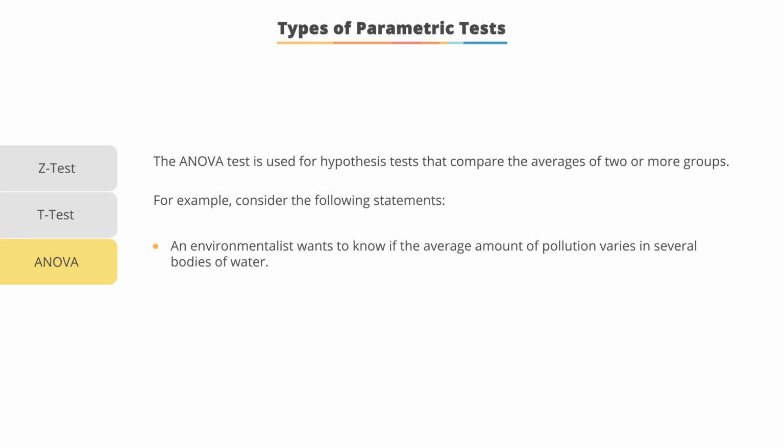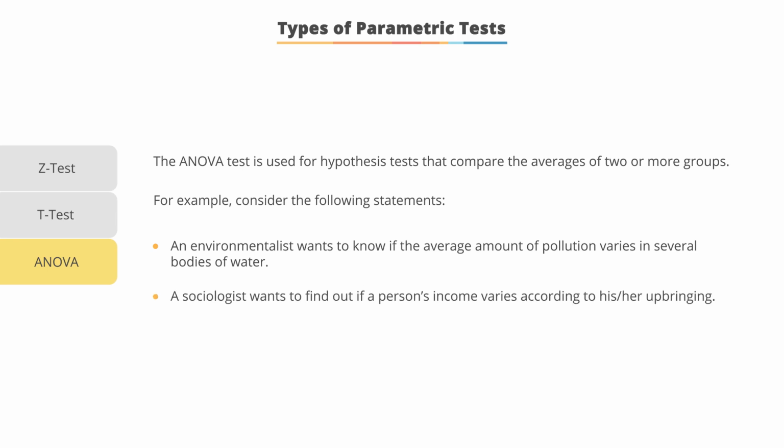So let's say that environmentalists collected samples of water from 40 different lakes across the United States. Well, we can't use a z-test or t-test because there's 40 of them, and we can't just compare two. So comparing those 40, we use an ANOVA.